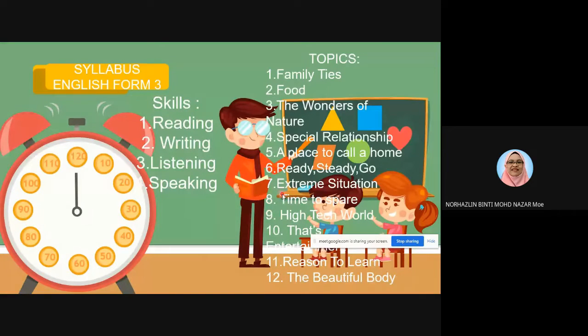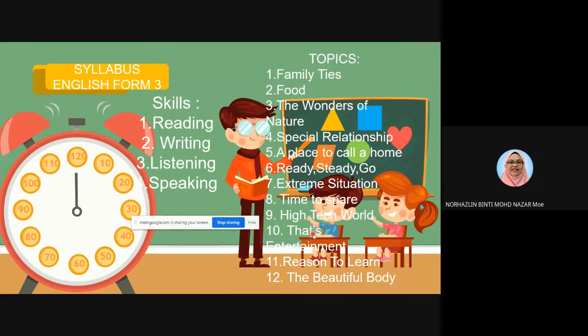Unit 8, time to spare. You talk about your free time activities. What do you like to do? During this MCO, what are the activities that you like to do besides learning? Maybe you have your indoor games. Now, unit 9, talk about high-tech world. Talk about gadgets, technology. Unit 10, that's entertainment.